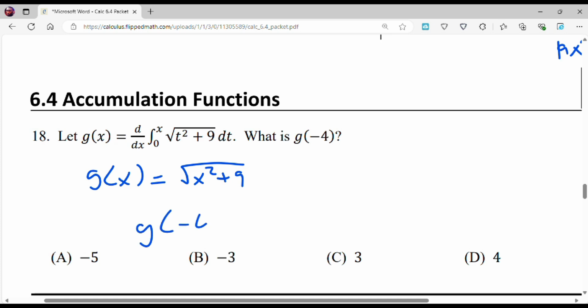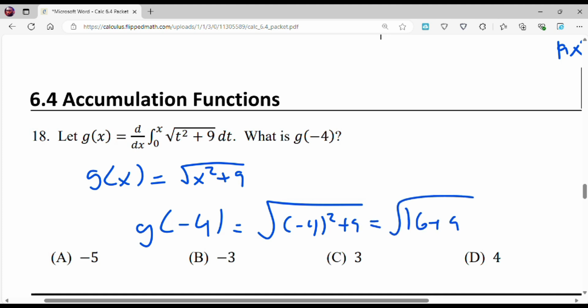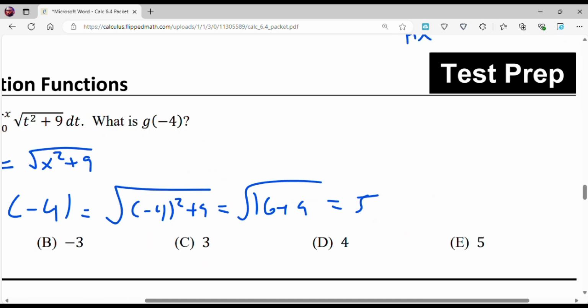So g of x becomes the square root of x squared plus 9, chain rule times 1, right? So g of -4 equals the square root of -4 squared plus 9, 16 plus 9 equals 25, square root is 5, right? So pretty straightforward question. Answer is going to be 5.